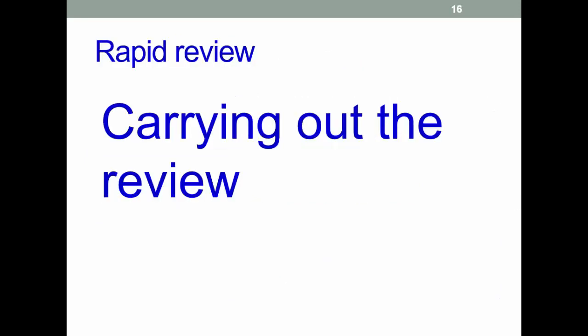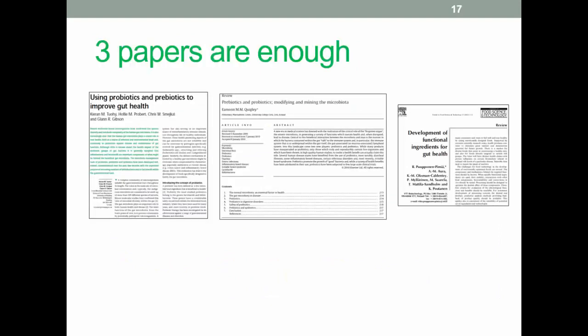So, carrying out the review, a walkthrough of the process. Three papers is probably enough. More than that, you're probably getting into a lot of work, and as reiterated earlier on, it must be an original research article, not a review. And one immediate inclusion criterion is probably within the last 5 years.